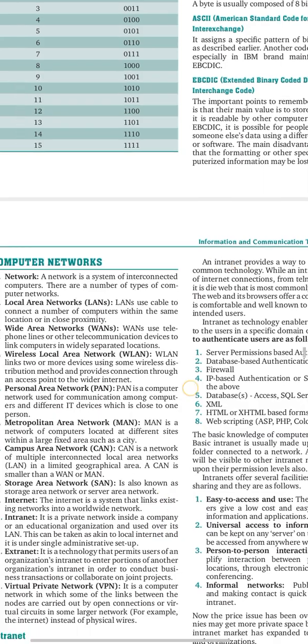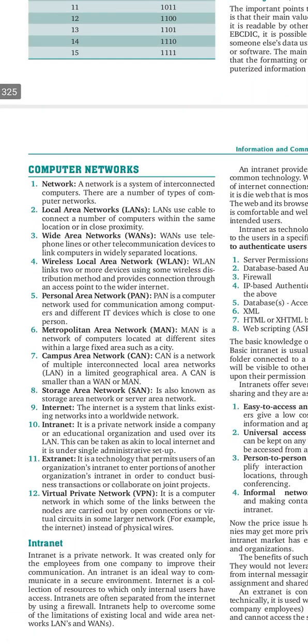So, computer networks. A network is a system of interconnected computers. There are a number of types of computer networks. Local area networks, LANs. LANs use cable to connect a number of computers within the same location or in close proximity.